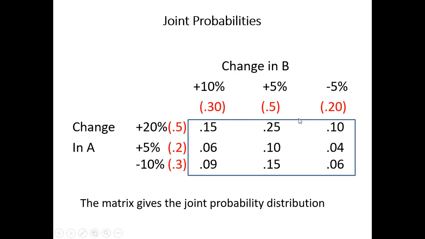So you can see now this matrix gives us the joint probability distribution, where we're interested in the probability of a change in A and a change in B. You can see that the numbers in here satisfy the conditions. They're all greater than or equal to 0. And if you were to add these up, you could see that they all add up to 1.